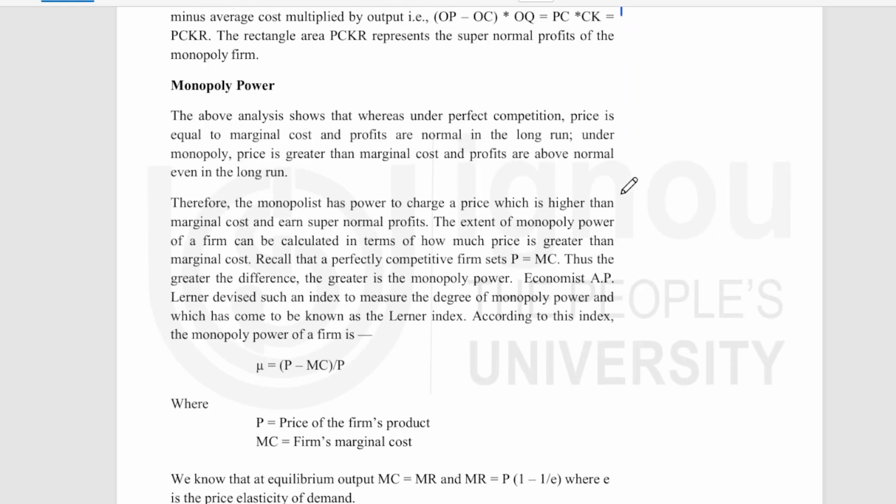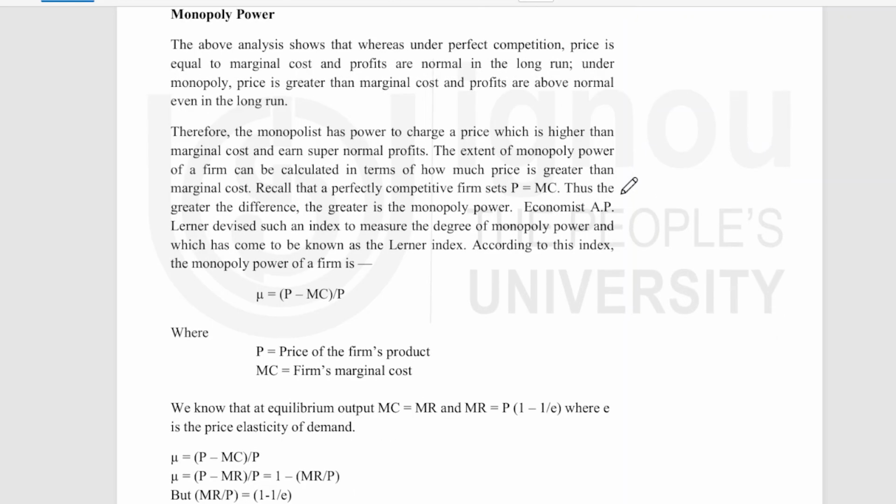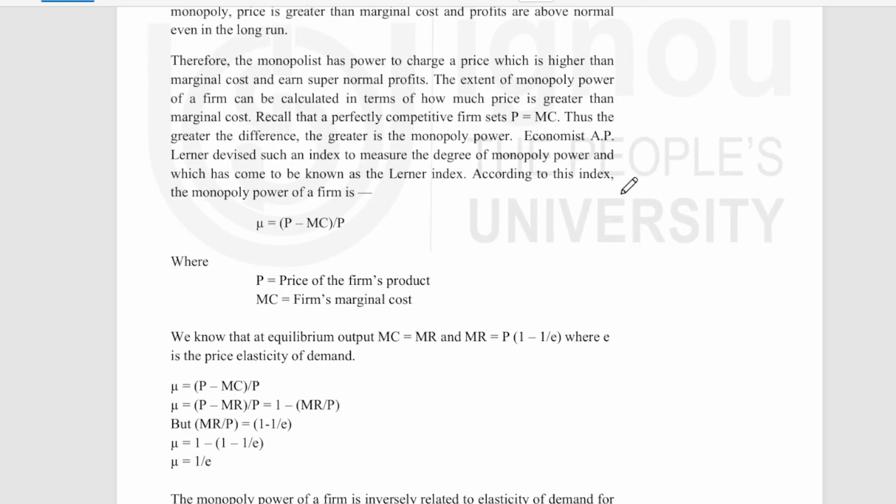Next is monopoly power. What is monopoly power? The above analysis shows that whereas under perfect competition, price is equal to marginal cost and profit is normal in the long run, under monopoly, the price is greater than marginal cost and profit is above normal even in the long run. Therefore, the monopolist has power to charge a price which is higher than marginal cost and earn supernormal profit. The extent of monopoly power of a firm can be calculated in terms of how much price is greater than marginal cost.